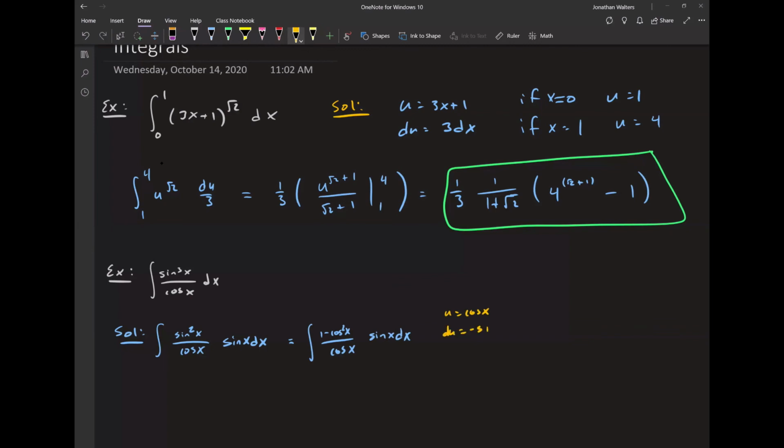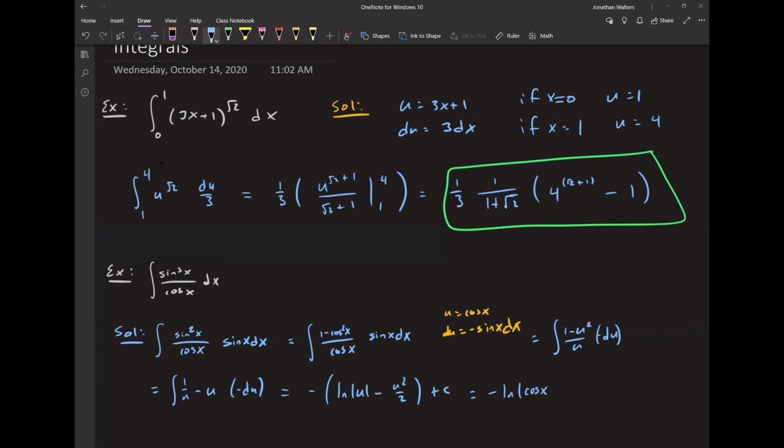du is negative sine x dx. So this is going to be the integral of 1 minus u squared over u times negative du. So this is the integral of (1 over u minus u) times negative du, which is going to be negative natural log absolute value of u minus u squared over 2 plus c, which is negative natural log absolute value of cosine x plus cosine squared x over 2 plus c.